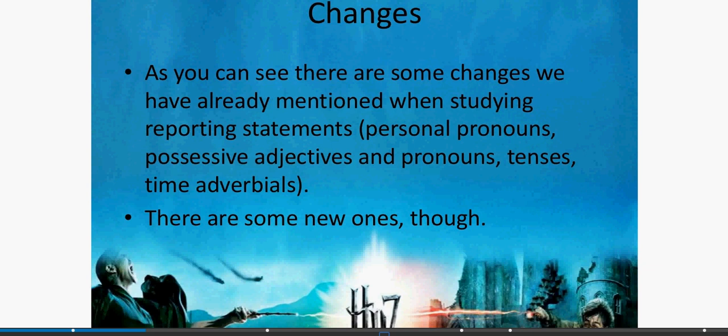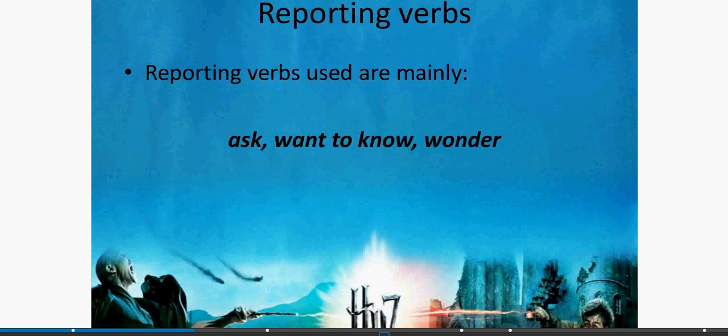Let's go to slide number 4. Reporting verbs. Pay attention now. How can I know the reporting verb in this type of reported speech? Or how can I know from it that this is a statement, or the other one which is a question, or the third one that we are going to have, a command? So in case you find these reporting verbs, like ask, want to know, wonder.